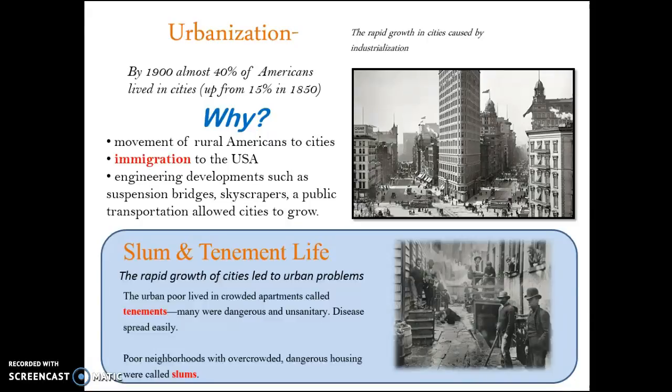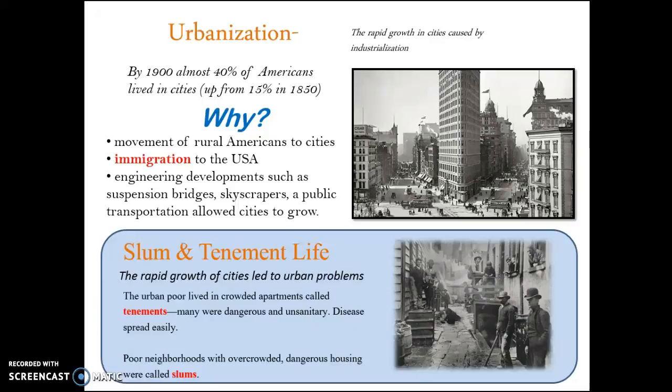So by 1900, almost 40% of Americans lived in cities, up from 15% in 1850. Why? You're going to have the movement of rural Americans to cities, immigration to the USA, and engineering developments such as suspension bridges, skyscrapers, and public transportation that allowed cities to grow. Although these are benefits of cities, you're going to have a negative aspect of cities. You're going to have the slum and tenement life.